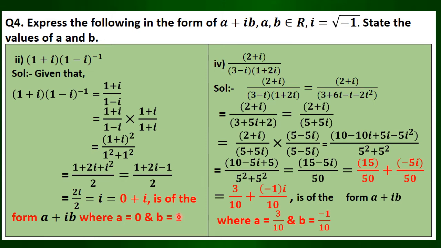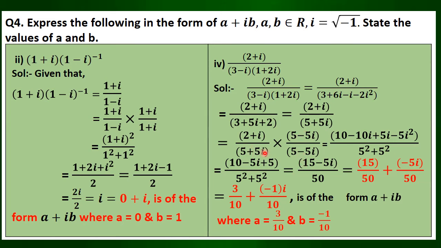Now, the fourth one, (2 plus i) upon (3 minus i) into (1 plus 2i). So (2 plus i) upon (3 minus i) into (1 plus 2i). Here, in the denominator, we will expand the brackets. So we will get 3 plus 5i plus 2, that is 5 plus 5i, that is (2 plus i) upon (5 plus 5i), and we will multiply the numerator and denominator by the conjugate of the denominator.